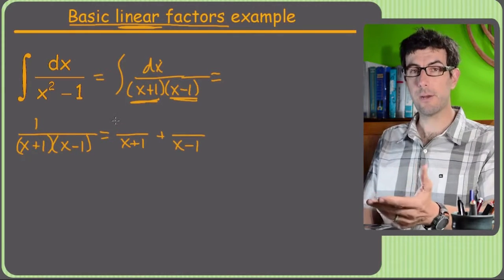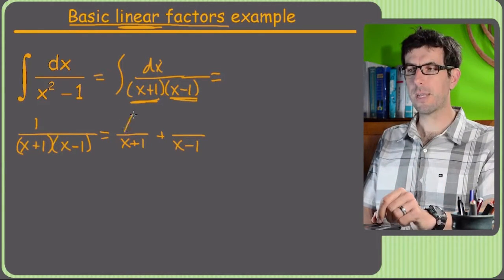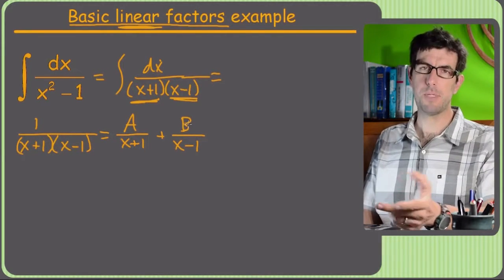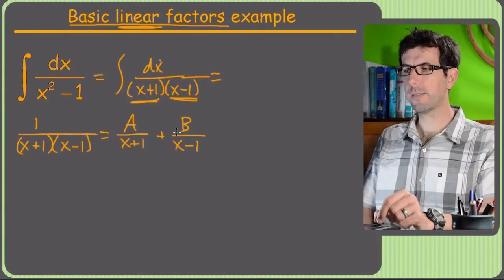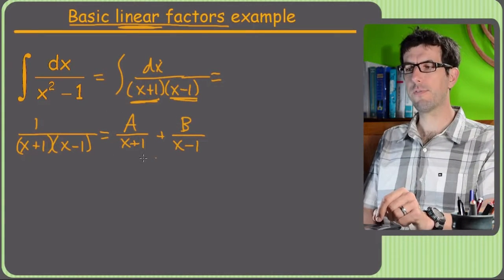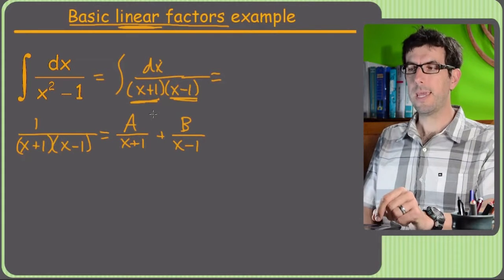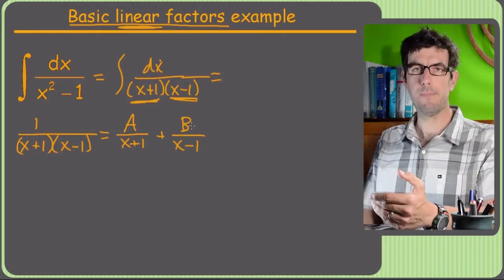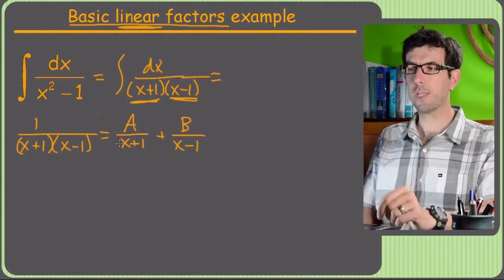And then since they're linear and non-repeated, I'm just going to have A and B. It's just because they're linear that I have A and B. I don't need any Bx plus C upstairs or something, which we'll get to in a different example. Alright, so this is my partial fraction decomposition. And now my task for the next minute is going to be to solve for capital A and capital B. At this point, it's just a big algebra 2 problem.